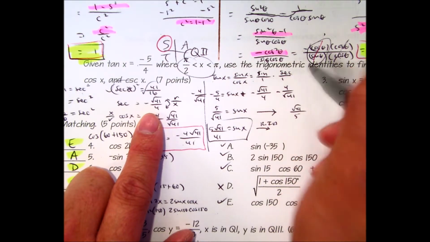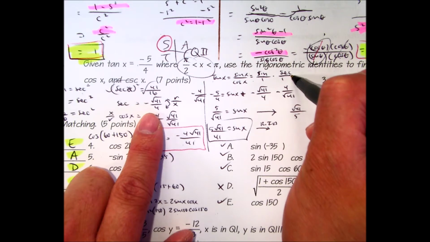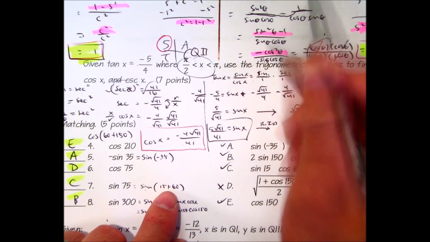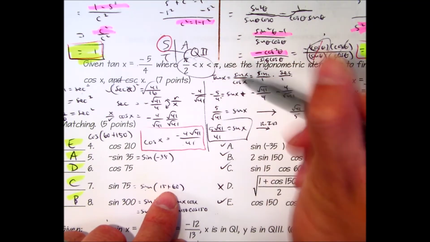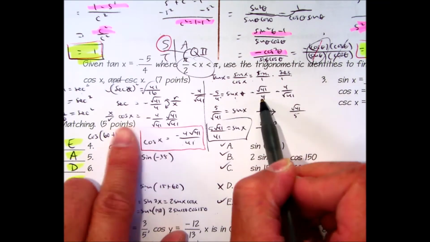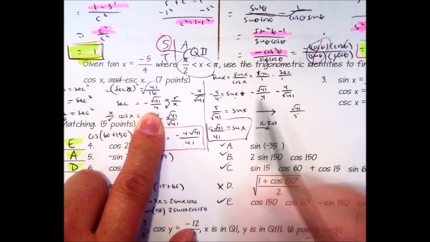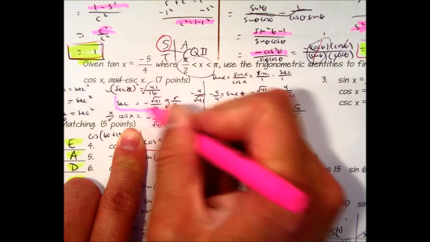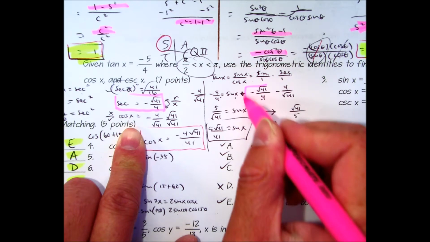What did I do? Tangent is negative 5/4. Sine is what I'm trying to find. And secant is negative square root of 41 over 4. See that? Secant.